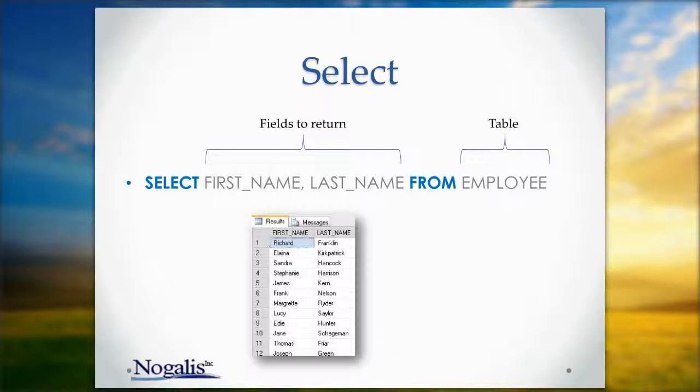Okay, so we've got the select statement on the screen, and this is just to show you the format of what a select statement looks like. And it's quite simple, as you can tell. It's really what you would say if you were saying this in English, because really what you're saying is, I want the first name and last name of every employee.